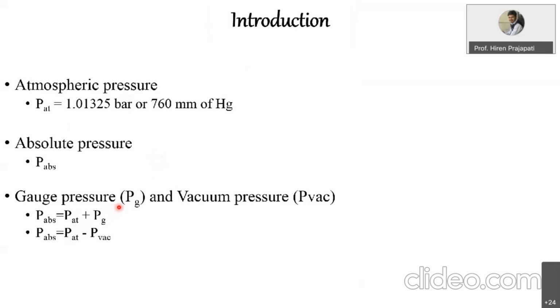gauge pressure. So if you want the absolute pressure, then it's atmospheric pressure plus gauge pressure, right? But if it is a negative pressure, like in the case of vacuum, then absolute pressure is the subtraction between the atmospheric pressure and the measured gauge pressure.